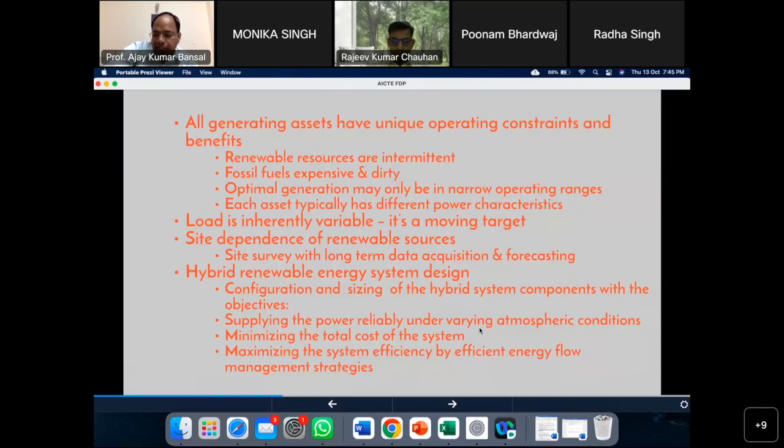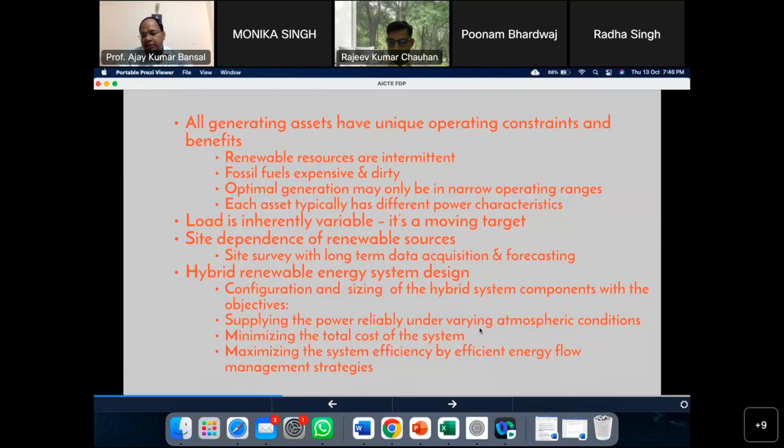The next big challenge is that load is inherently variable. When we are talking about any load, it is not always fixed. It will be user dependent. So whenever we design any system, if we have a constant target, it is very easy to design the system. But when we have a moving target, it is very difficult. So the next challenge with a hybrid energy system is that we are designing the system on the basis of the user requirement, and the user requirement is moving, so we have to design the system for this moving target.